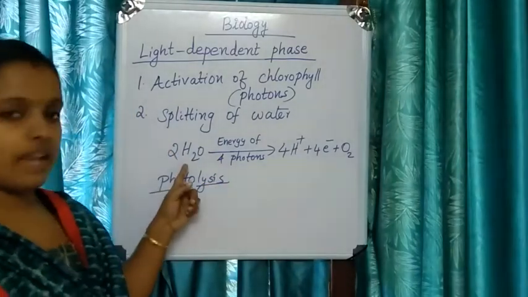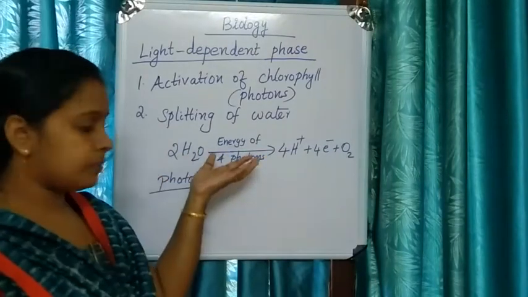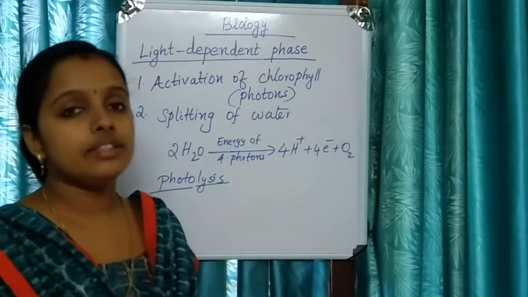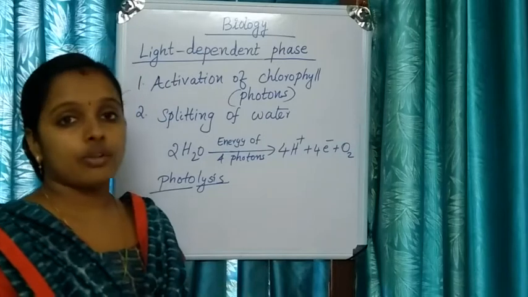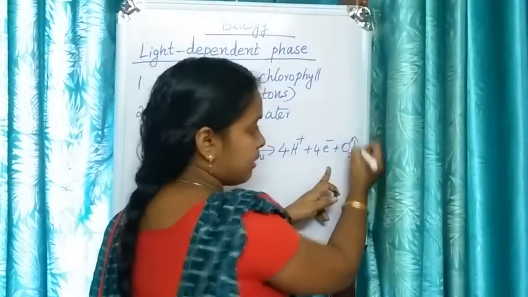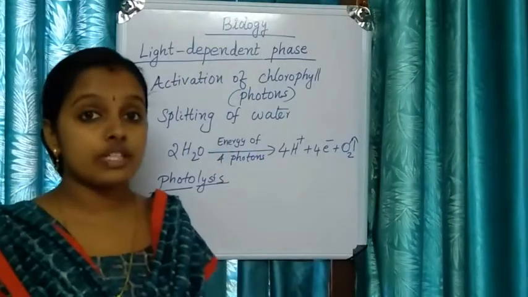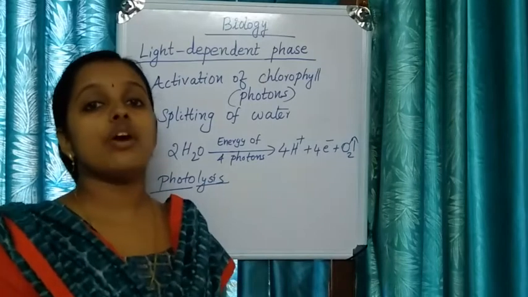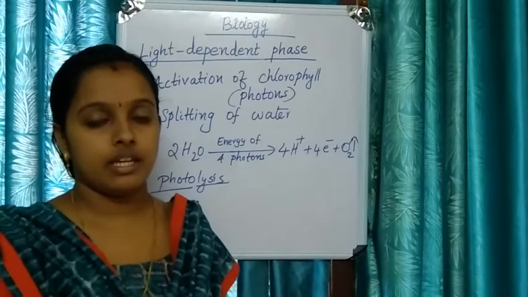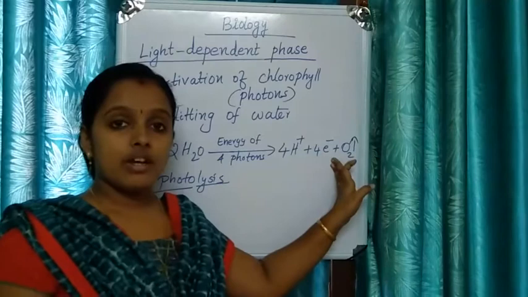So in the presence of light, the water molecule splits. Here two water molecules split by using 4 photons and produce hydrogen ions, electrons and oxygen. This oxygen will be liberated into the atmosphere through the stomata. So what is the source of oxygen? Water is the source of oxygen during photosynthesis. It is an important question. So, the water molecule is the source of oxygen.